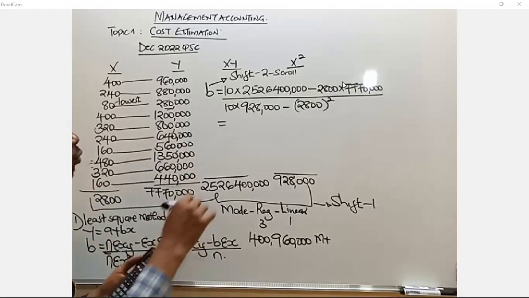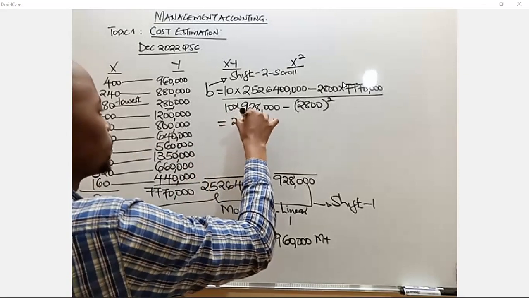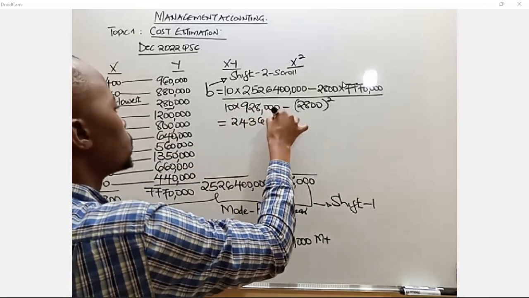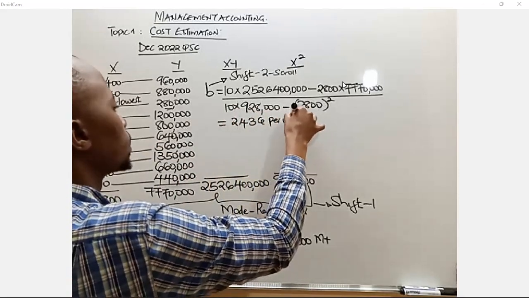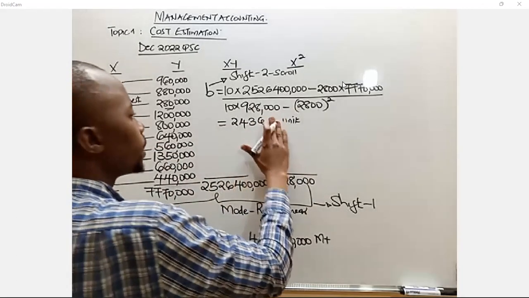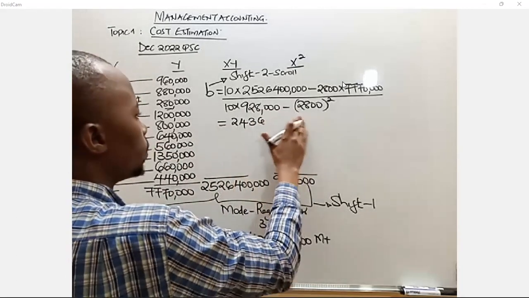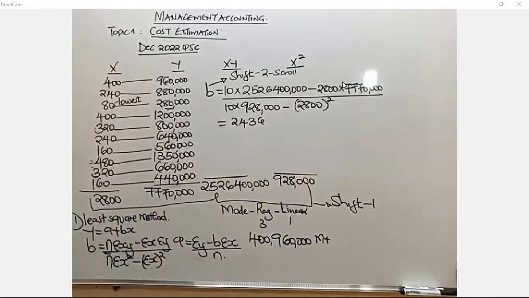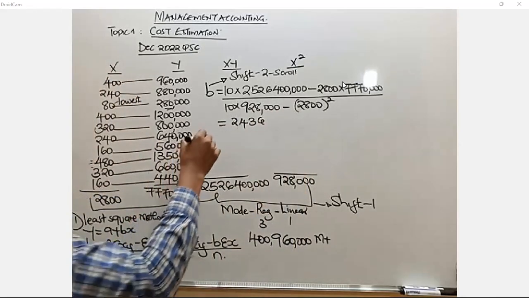We are getting around 2436. You see, I'm not struggling. 2436 per unit. I don't know if we are dealing with units or machine hours, right? So from there, because that is your B now, correct? Because that is your B, then you ask yourself, what about our A?